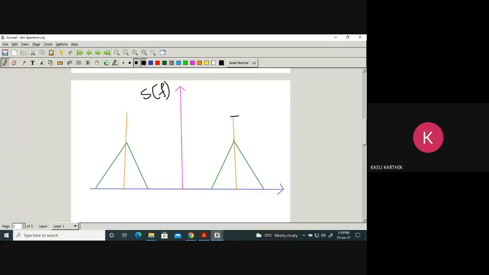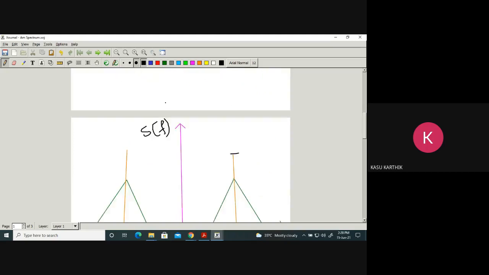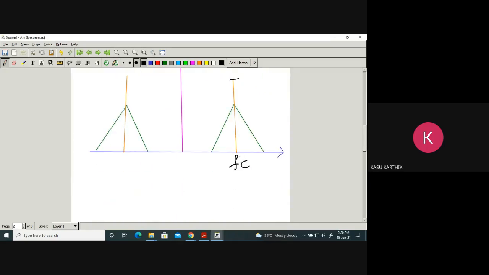Now what is this amplitude? This is the fc. So what happened here? This should be shifted to the right side and left side by how much frequency? fc. Suppose you shift this towards the right side by fc, what do you get? Now what should this be? fc minus omega. This should be fc plus omega. Correct? This is shifted to our left side by fc. This is minus fc. What should this be? This should be minus fc minus w, and this minus fc plus w.